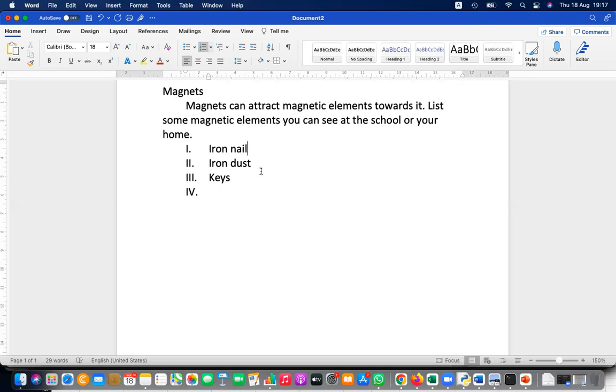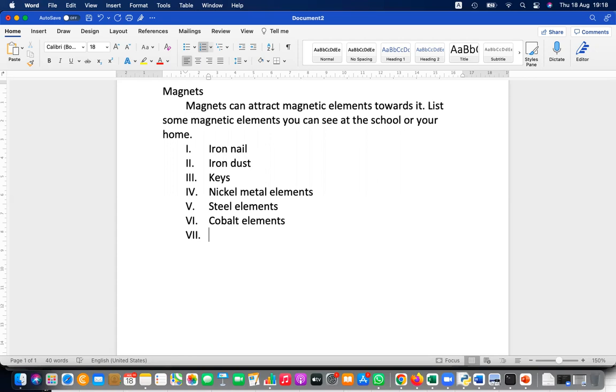Why will an iron nail and iron dust attract? Because iron is a magnetic element for sure. Whatever is made of iron will attract. Nickel metal elements are also attracted to magnets because nickel is also a magnetic element. Steel elements will also attract, and also cobalt, but cobalt is not very common. Cobalt, C-O-B-A-L-T. If something is made of cobalt, it will also be attracted. And steel for sure. Iron is the most attractable one.